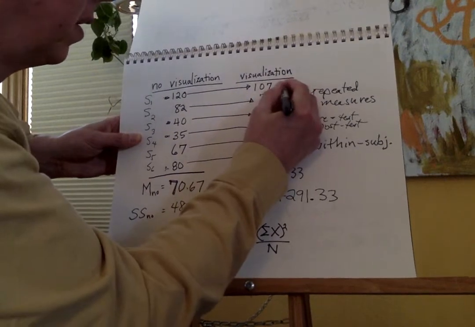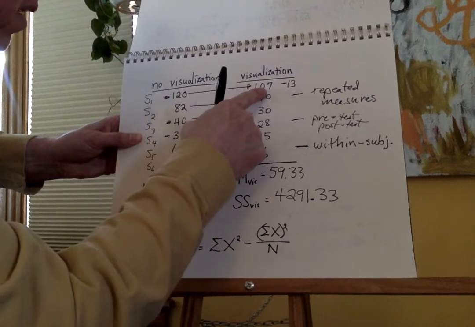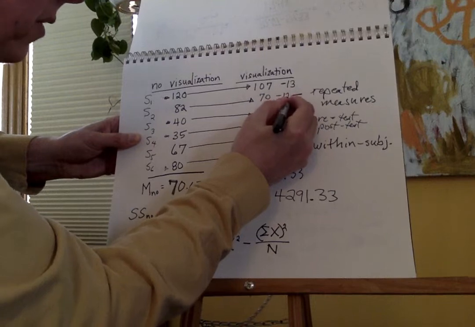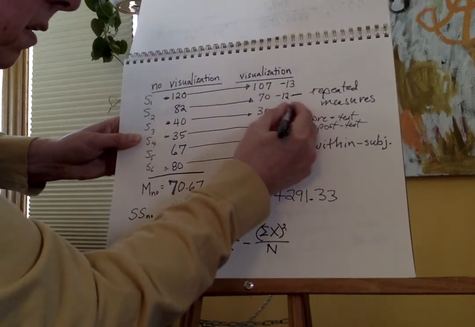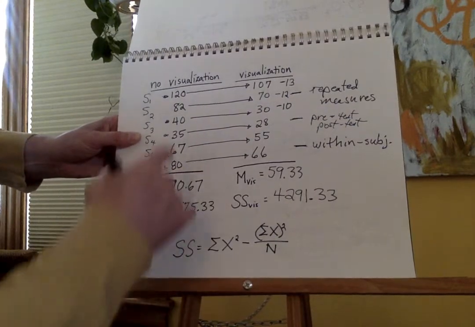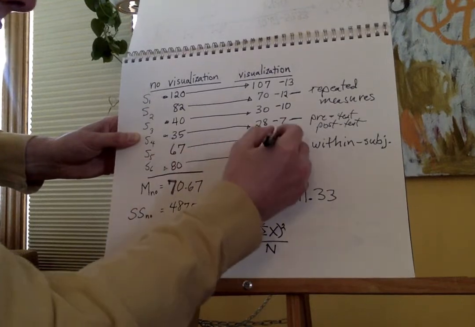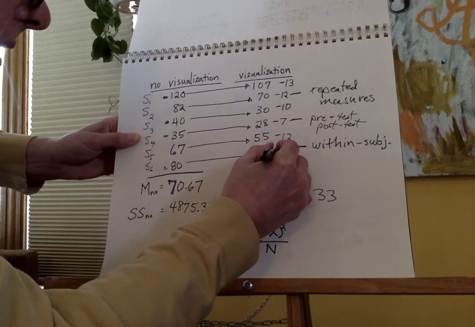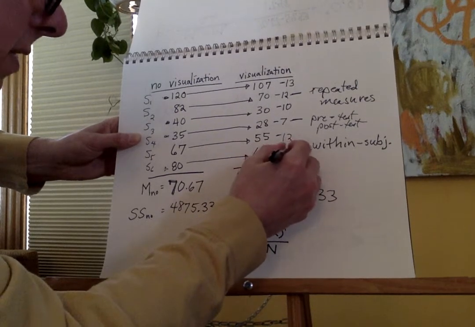Well, they improved by 13 seconds. I'm just looking at the difference here, right? How much did this person improve by? 12. How much did this person improve by? 10. How much did this person improve by? 7. How about this? 12. How about this? 16. Is that right? No, 14. I can't even subtract, right?